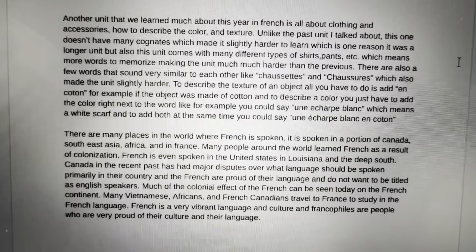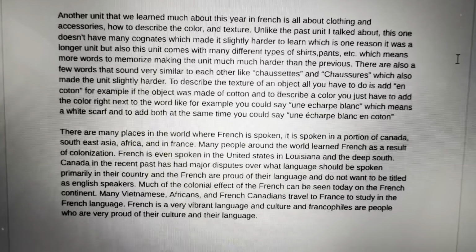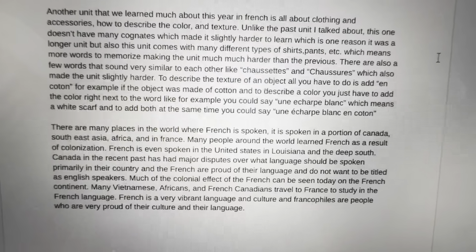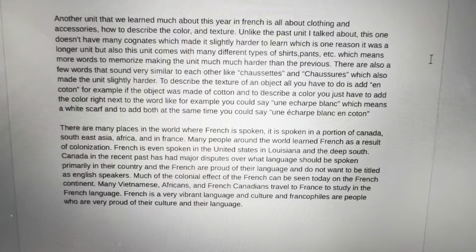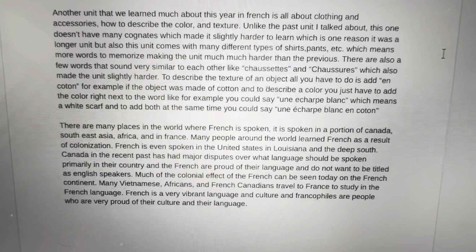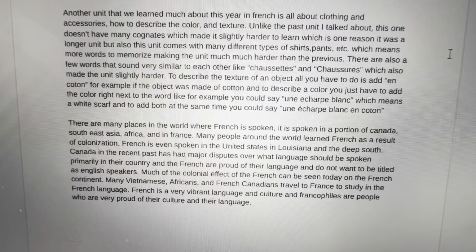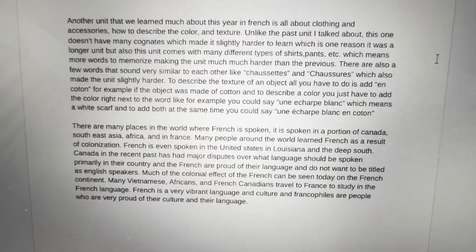There are many places in the world where French is spoken. It is spoken in a portion of Canada, Southeast Asia, Africa, and in France. Many people around the world learned French as a result of colonization. French is even spoken in the United States, in Louisiana, in the Deep South.